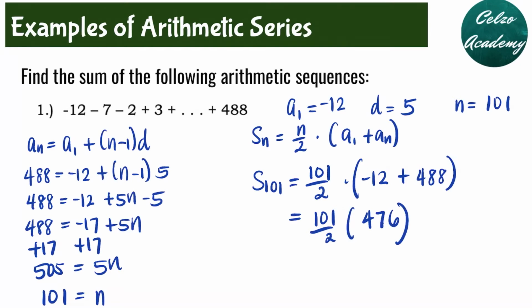Simplifying this further, we need to multiply 101 by 476 and then divide by 2. So the sum of this series is 24,038. That is our S sub 101.